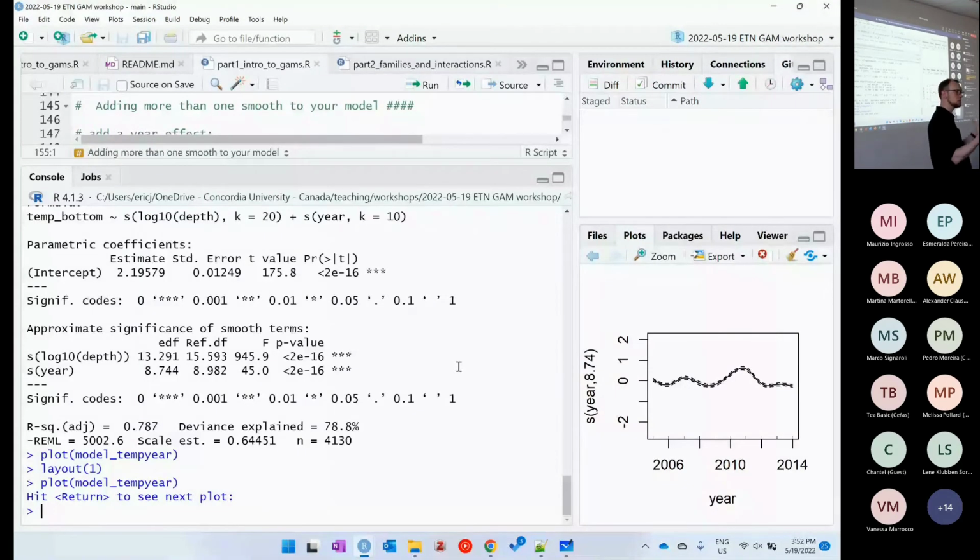If you want to think about what the temperature is in a given location, it would be the intercept plus the function of the depth in that location, plus the function of the year. So you're adding them together. That's where this generalized additive model comes from.